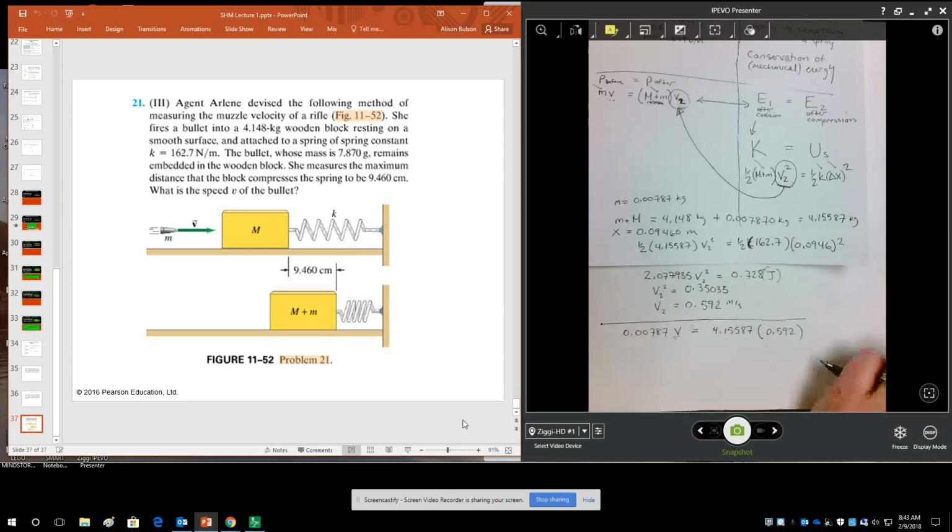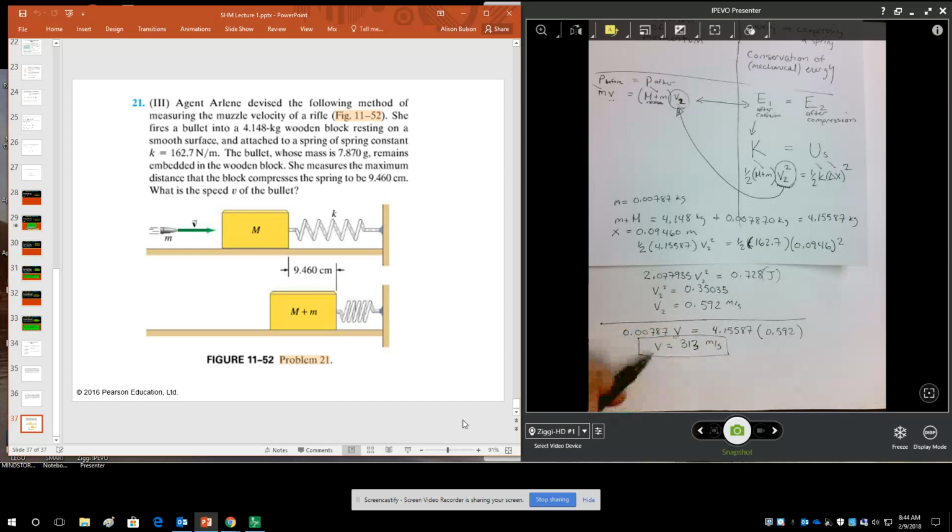And I solve for velocity. So divide 4.15587 times 0.592 by 0.00787. And I have a bullet incident velocity of 312.56. So we'll call it 313 meters per second.